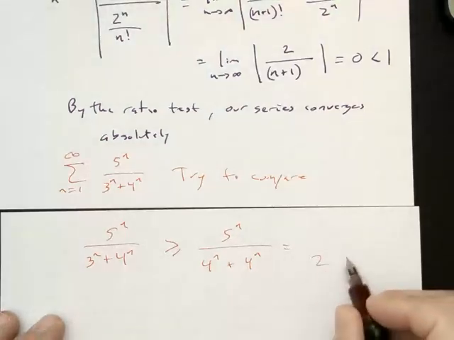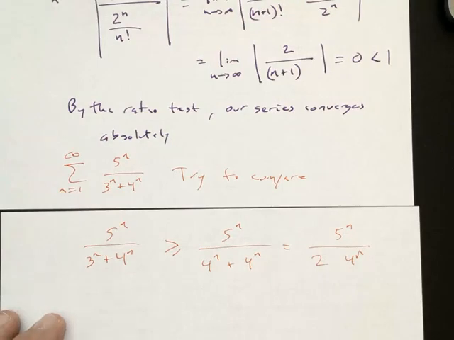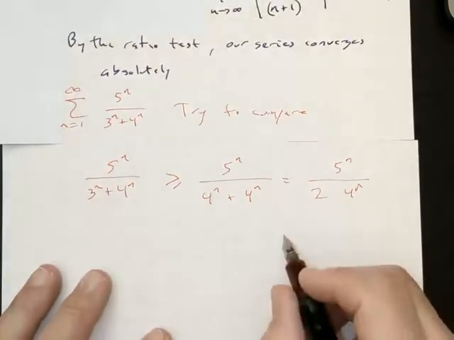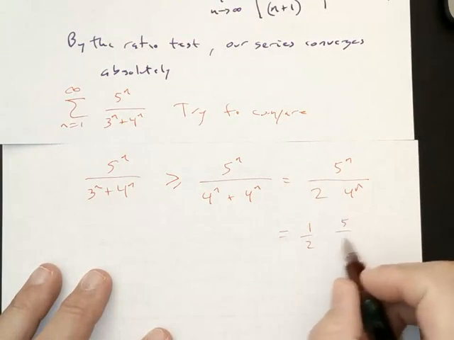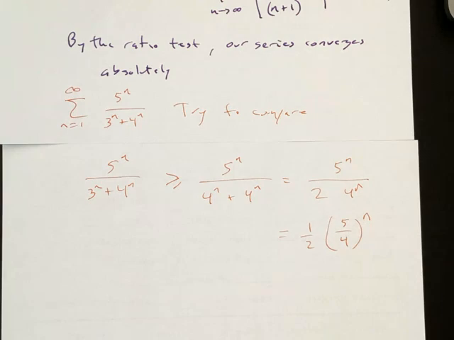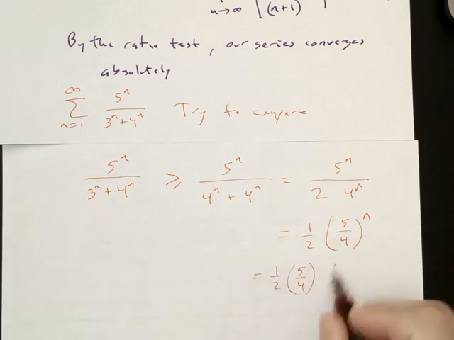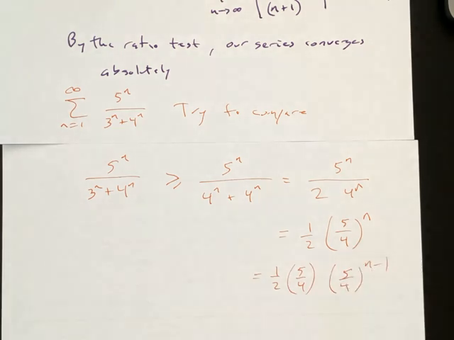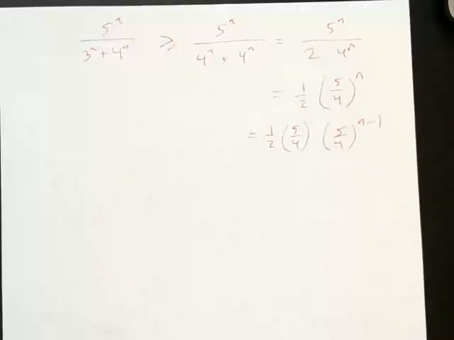Well, now the bottom is two 4 to the n's. Ready for the sneaky part? I'm going to rearrange that fraction, and I'm going to write it as 1/2 times 5/4 to the n. And that is geometric. Oh, wait a second. My series up there starts at 1, right? And if a geometric series starts at 1, it should be a r to the n minus 1. So I should take one of those 5/4 out. And then I can say that a is the 5/8 in front.